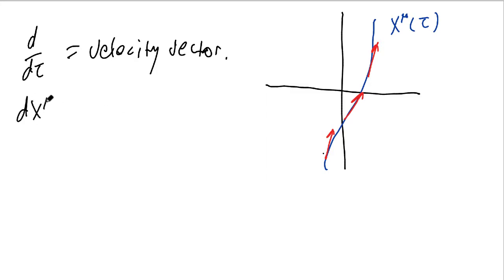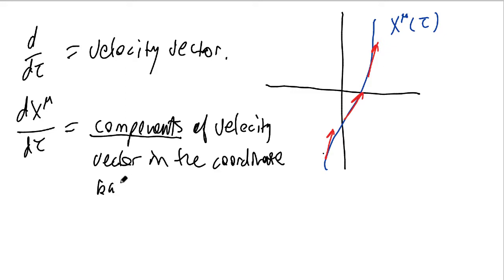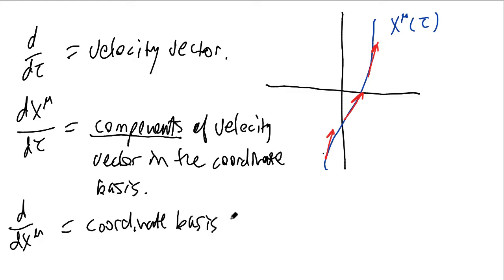Right? dx mu by d tau, these are the components of the velocity vector, with emphasis on the word components. The components of the velocity vector in the coordinate basis. And the quantities d by dx mu, these are the coordinate basis vectors. So these are the directional derivative operators along the direction of the coordinate lines.